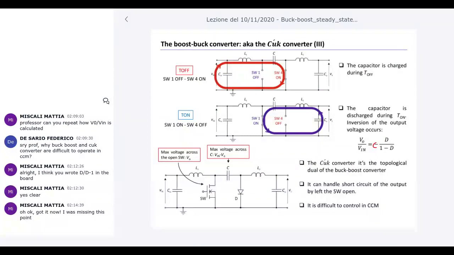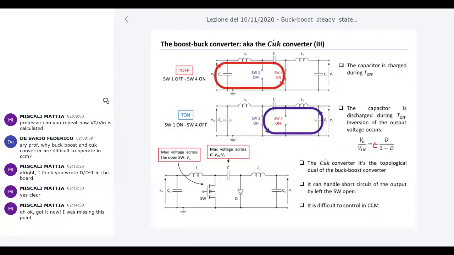This happens for the boost. Any circuits that are based on boost topology, the buck-boost, the Cuk, which is the boost-buck, inherited the same bad feature that in CCM they are difficult to control. As I said before, take this sentence as a matter of fact. We will discuss and demonstrate it. I hope that this clarifies a little better what I said.